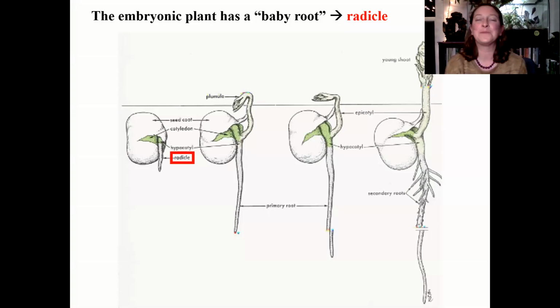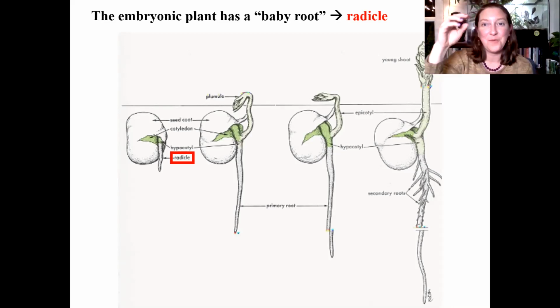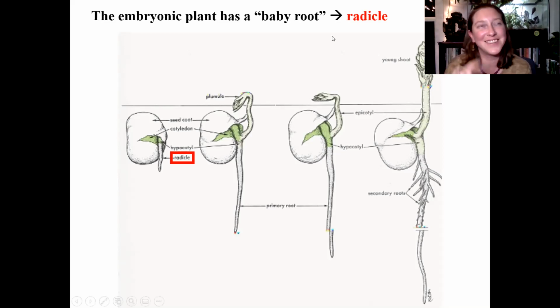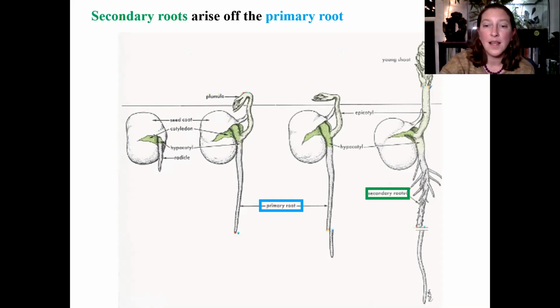I feel like I can't say it correctly. Radicle. Not like radical, but radicle, which is a baby root. And it's the first thing to come out of the seed. There's the radicle right there. As the radicle grows, it will turn into what's called the primary root. And eventually, you'll have secondary roots which will come off of that primary root.